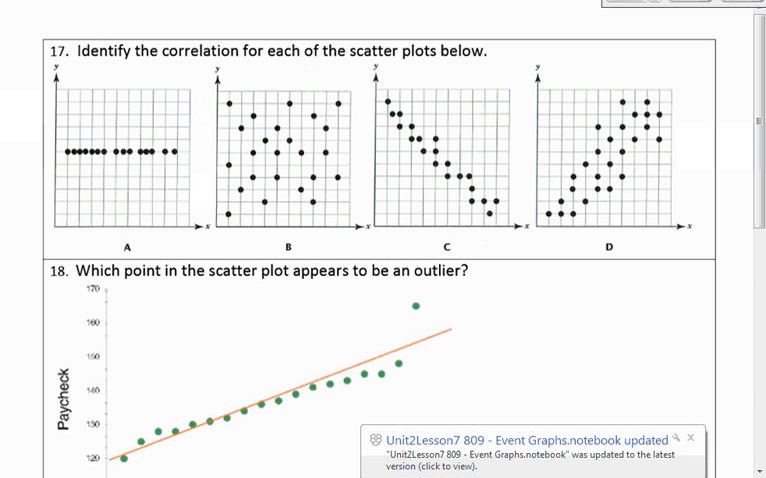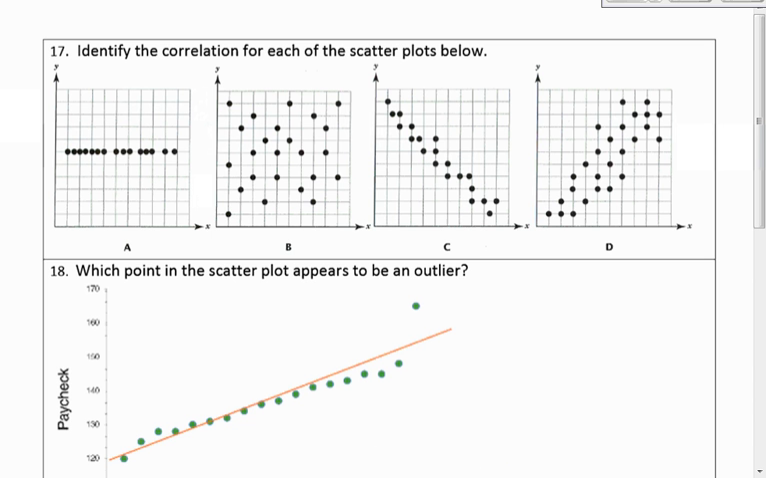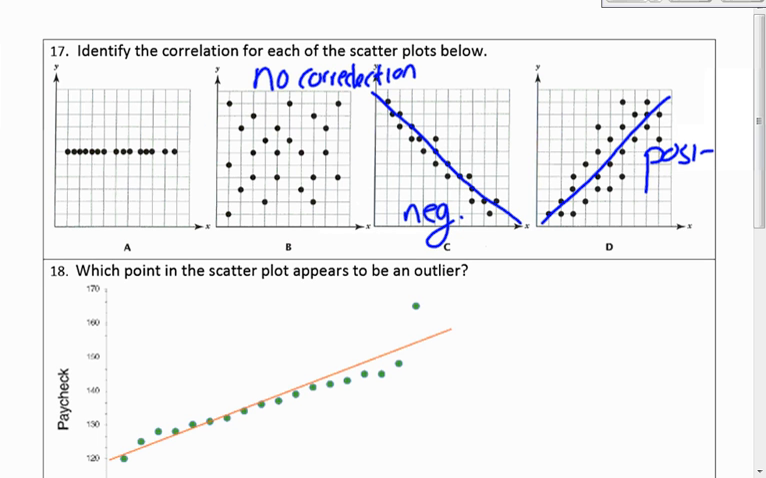Number 17, identify the correlation for each of the scatter plots. For scatter plot B, this is an example of no correlation because they're all over, there's no pattern. For scatter plot C, these points are going down from left to right, so this would be an example of a negative correlation. And scatter plot D, this is a positive correlation because the numbers are going up from left to right.